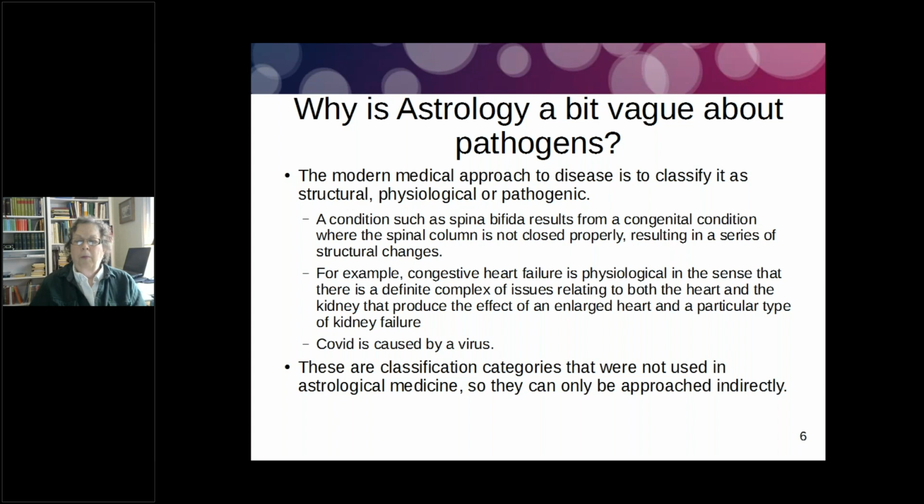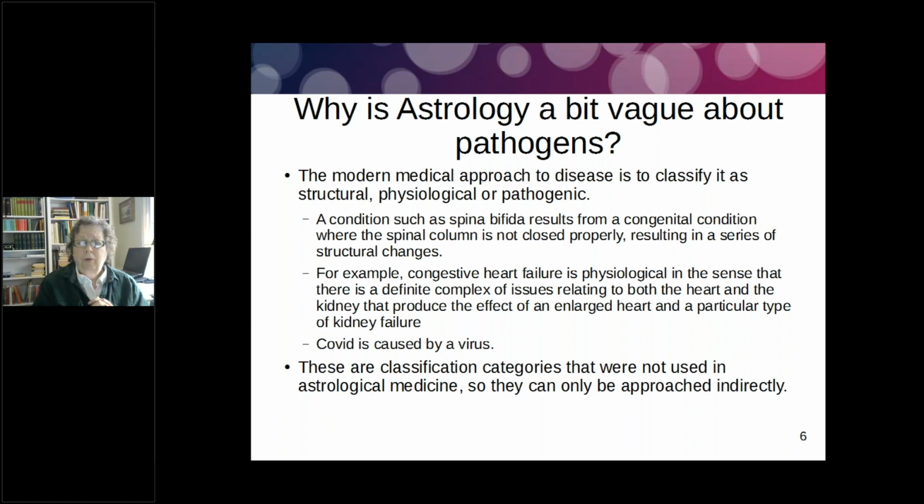So the heart becomes enlarged in the process of trying to up the flow rate. And what you get is what we call a positive feedback loop, where you get a little bit of improvement, but then the heart tries harder and so forth. And then we have the pathogenic ones. And COVID is the one that we're all talking about these days.